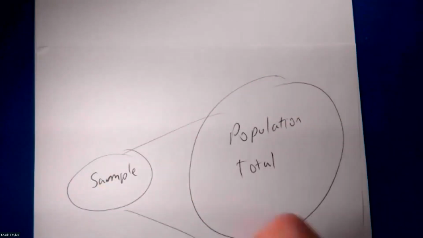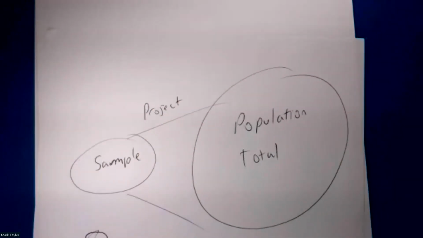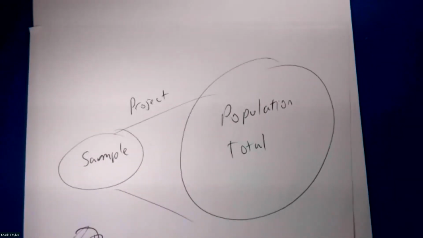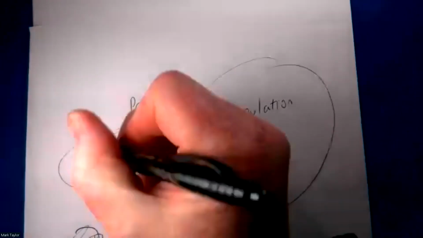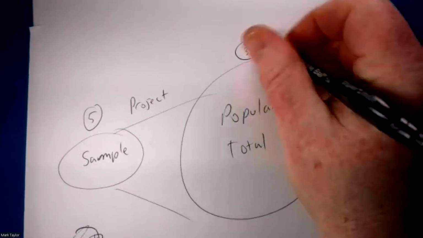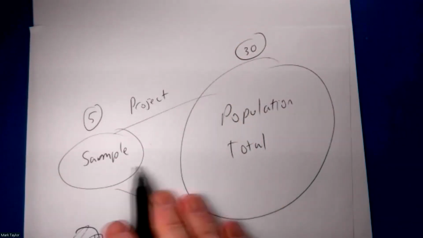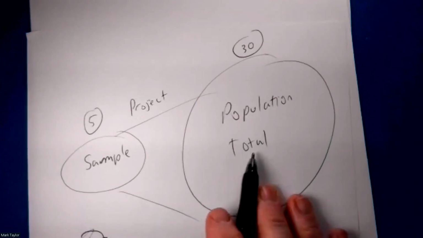And you project it onto the population total. So you take a sample, in this case we took 5 items, and we're projecting it onto a population total, so onto the 30 items. We took the sample of 5 and we're projecting it onto the 30. And this is for any type of sampling. This isn't just for auditing.